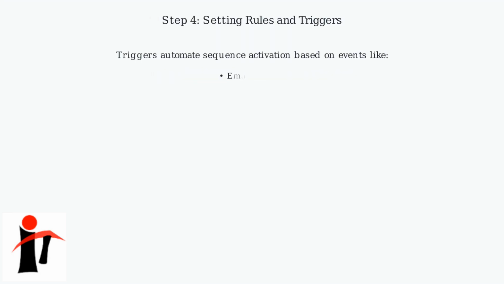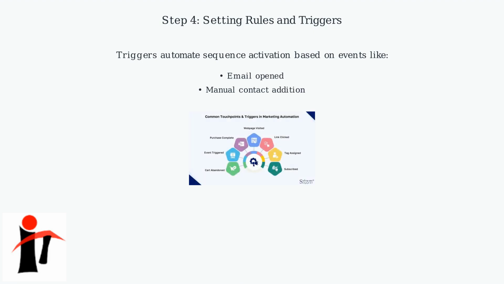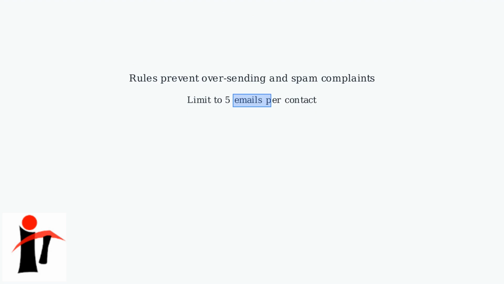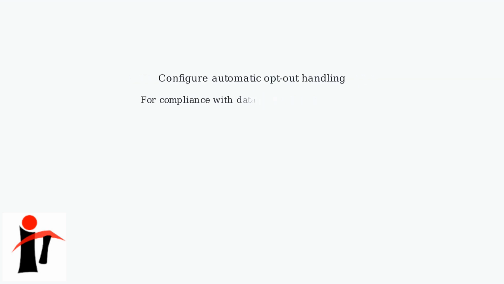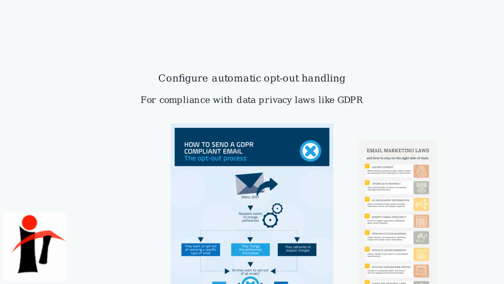Setting rules and triggers is crucial for automated sequence activation. Triggers are events that start or advance your sequences automatically. Common triggers include when an email is opened or when you manually add a contact to the sequence. Rules help control your sequences to avoid oversending. A key rule is limiting the number of emails per contact to prevent spam complaints. We recommend allowing no more than 5 emails per contact. Finally, configure automatic opt-out handling to comply with data privacy laws. This ensures contacts can easily unsubscribe and their requests are processed automatically to maintain legal compliance.